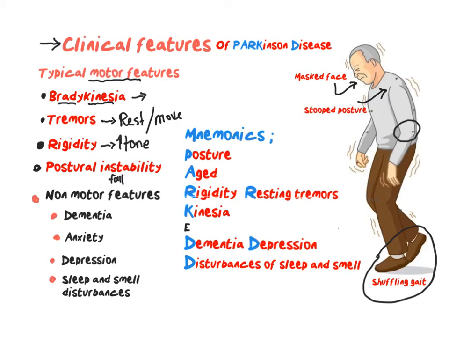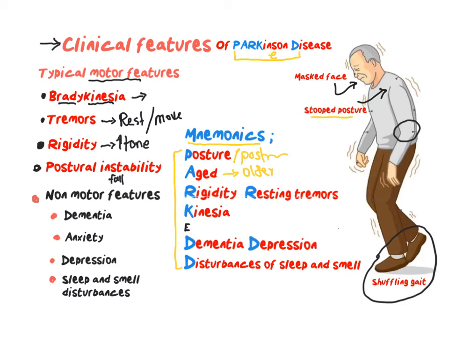So we have a mnemonic here. Now, this mnemonic that I use to remember, mnemonic is parked. Okay, put E here, parked. Okay, so in this mnemonic, P stands for posture, which is stoop posture or postural instability. Aged stands for older people, like this disease tends to occur in older people.